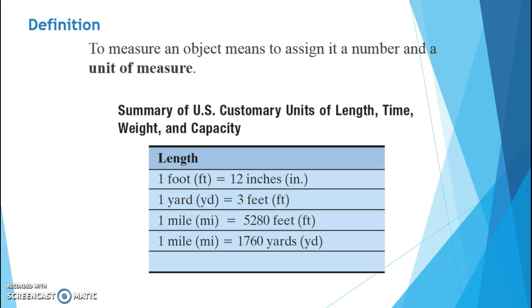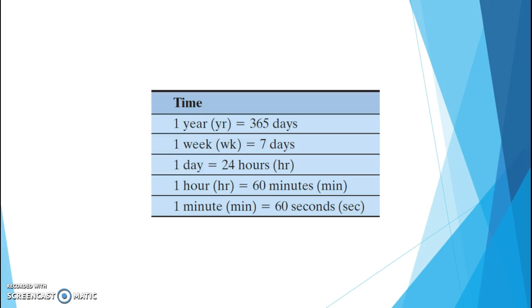So pay some special attention to the conversion units in the tables in this chapter. 1 foot is 12 inches, 1 yard is 3 feet, 1 mile is 5,280 feet, 1 mile is 1,760 yards. So these tables are what we're going to be using when we get into section 3, where we're doing conversions between systems. Of course, we have our time, which is 365 days in a year, 7 days in a week, 24 hours in a day, 60 minutes in an hour, 60 seconds in a minute.